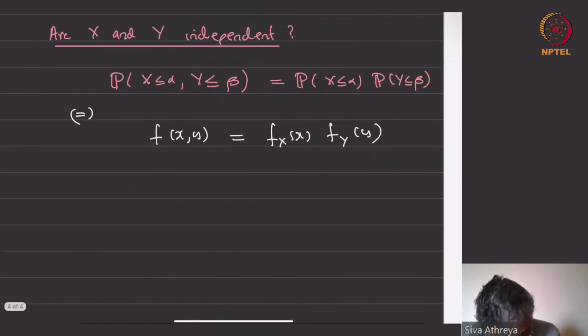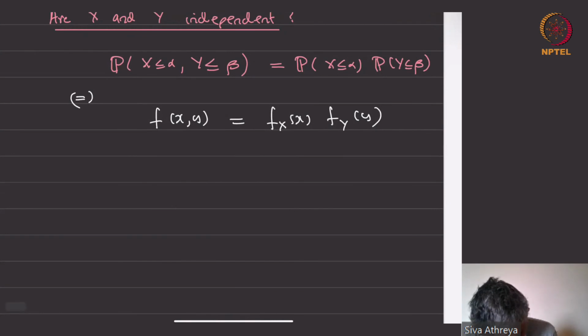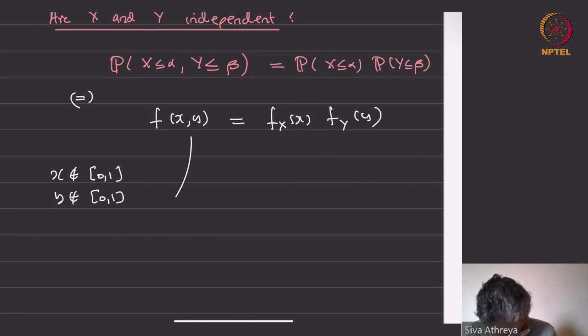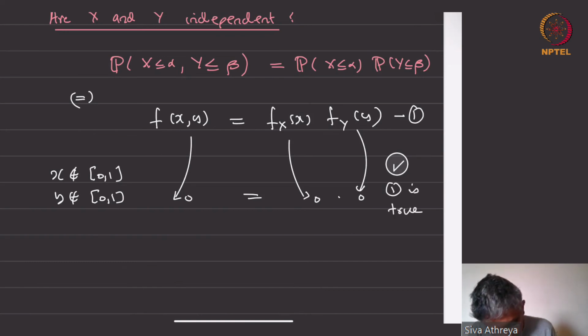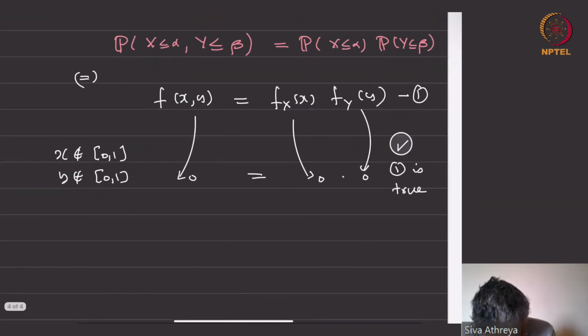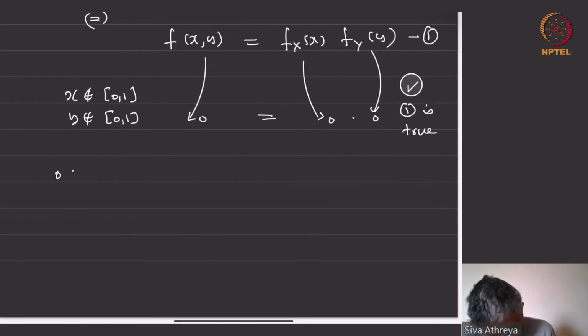Now, how do you check that? If x is not in 0, 1 and y is not in 0, 1, then we know this is 0, this is 0, this also is 0. So 0 is equal to 0 times 0, so this check holds. So when x is not in 0, 1, the property is true. Let's call this case 1, which is true. But let's check if x is in 0, 1, so 0 is less than or equal to x, less than or equal to 1, and y is also between 0 and 1.